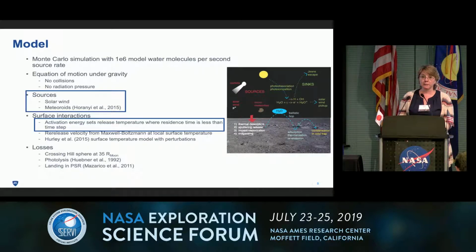And then the other thing that we can vary in the model is the surface interaction. What is the energy, the activation energy of desorption of the molecules from the surface? But the things that I do not vary in terms of that surface interaction is I assume everything completely thermalizes on contact, and that the re-release of the particles have a velocity taken from a Maxwell-Boltzmann distribution at that local surface temperature. And then the loss processes that we include in the model are just any particle that goes further than 35 moon radii away is considered gone, and photolysis, and then any particle that lands in a permanently shadowed region is also removed from the model.